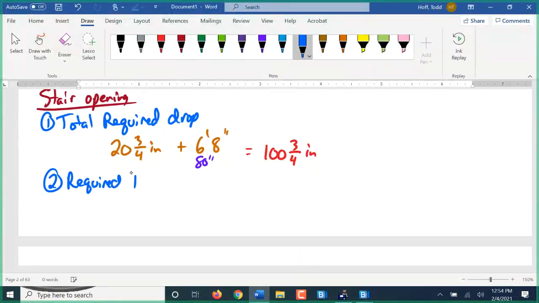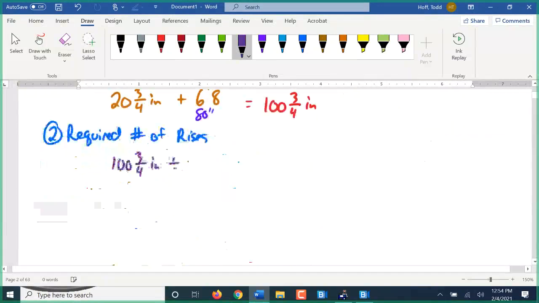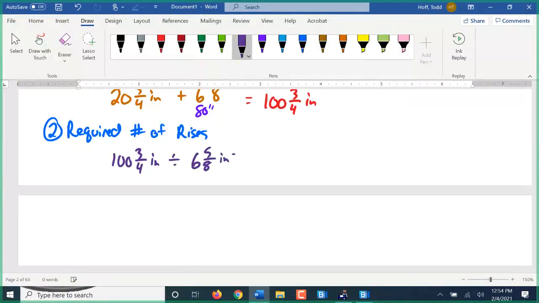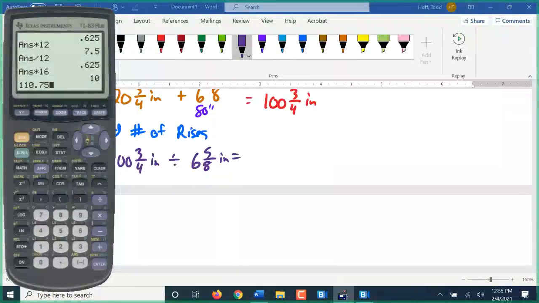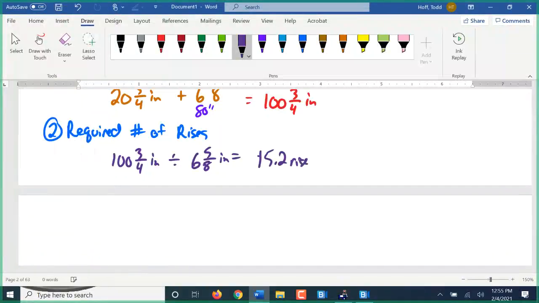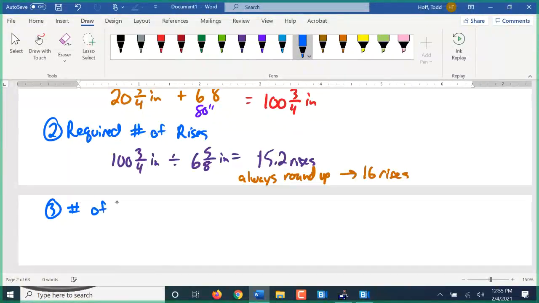So that means we need to find our required number of rises. We're going to take that required drop, 100 3/4 inches, and divide by our exact unit rise, the 6 5/8. 100.75 divided by 6.625. That's my 5/8. At 15.2. And this, of course, is always round up. So we need 16 rises. The number of runs then is always 1 less than the number of rises. So 16 minus 1 is 15 runs. In other words, 15 treads.